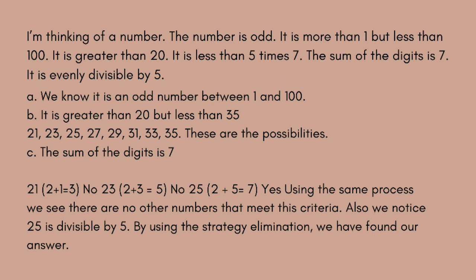If we add the digits, for example, 21 gives 3, so no. 23 gives 5, so no. 25 gives 7, yes. Using the same process, we see that there are no other numbers that meet this criterion. Also, as you can notice, 25 is divisible by 5. By using the strategy of elimination, we have found our answer, which is the number 25.